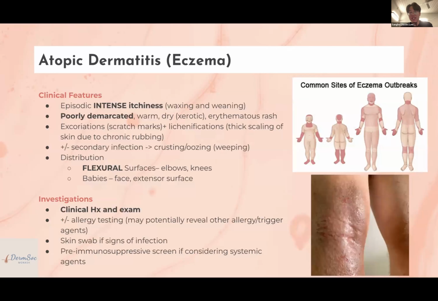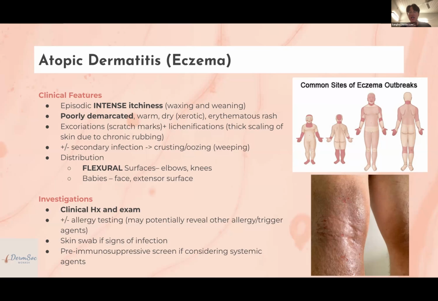So how these present: a poorly demarcated, which is different to psoriasis, which is well demarcated, warm, dry, erythematous rash with episodic intense itchiness. These patients will have excoriations, so scratch marks, and they might have what we call lichenification, which is a thickening of the skin because of chronic rubbing. They might have some secondary infections where you might get some crusting and oozing on the top.